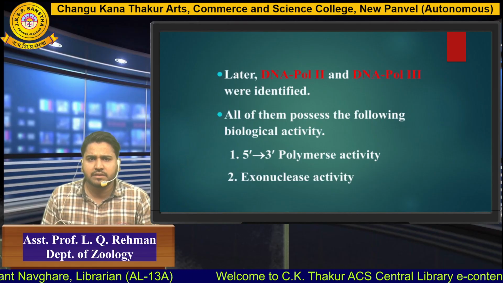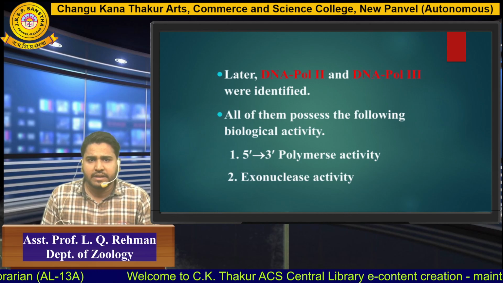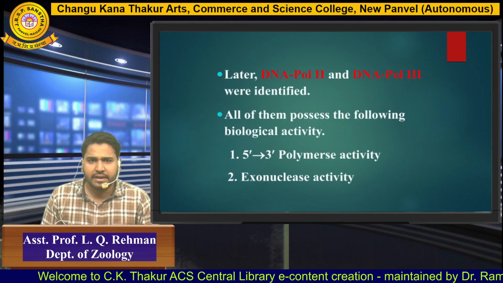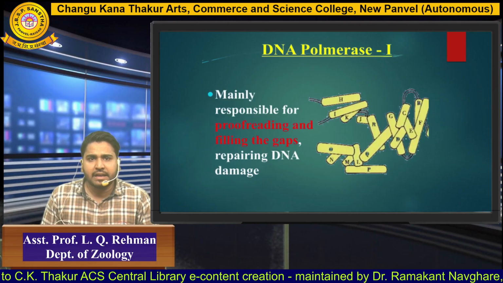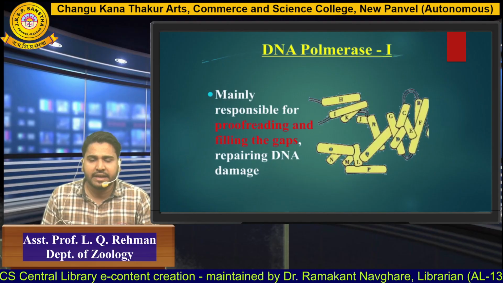All of them possess the following biological activity. It has 5' to 3' polymerase activity and it also has exonuclease activity. DNA polymerase 1 is mainly responsible for proofreading and filling the gaps, repairing the DNA damages.